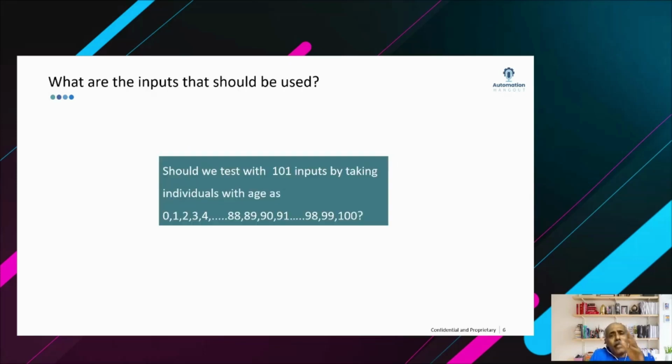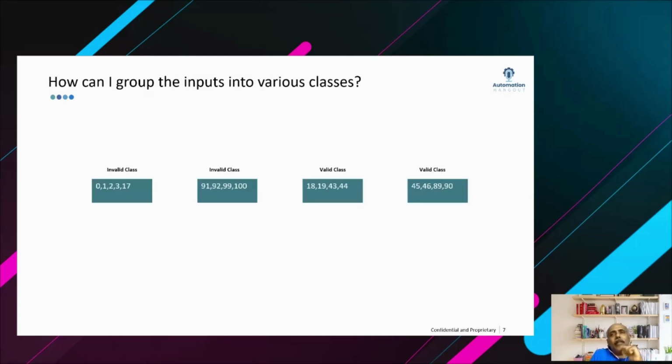But if you want to really test this system, would you test it with all 100 or 101 inputs? For example, would you test it with a child who is less than a year old, or a child of 1 year of age? Would you test it with a person who is 15 years old, or someone who is above 90 years, 91 years? If you want to test with all those combinations, you can very well do that, but you're not going to get enough time, and it is not economical to test with all those kinds of inputs. That is when techniques like this become useful.